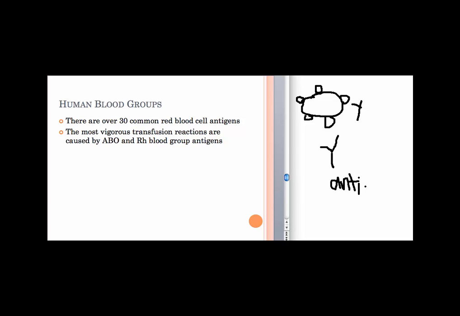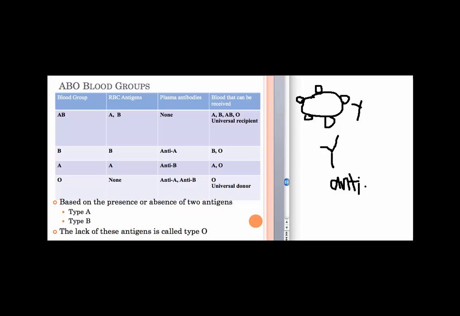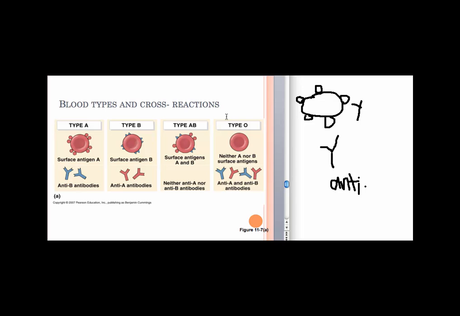We have over 30 common surface antigens, but because our class is only going to focus on our A, B, O, and Rh blood group antigens, we're not going to cover the rest. What you do need to know are universal recipients and universal donors. Basically, somebody who does not have any surface antigens at all is going to become a universal donor. If somebody has all the different possible surface antigens, they are going to be the universal recipient. The two that we're going to focus on are A, B, and O blood types.